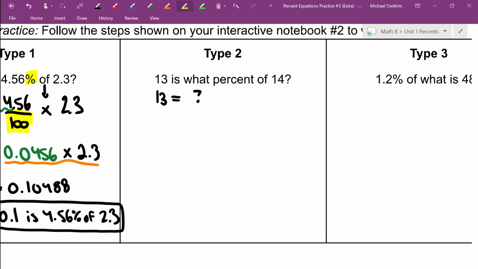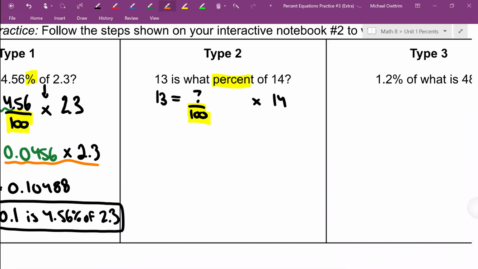Now, percent, the word, serves the same role as the symbol, and it means out of 100. And that out of 100 is always attached to the thing in front of it. So our what percent is question mark out of 100. Of means multiply, and 14 is a number, so it's just 14.